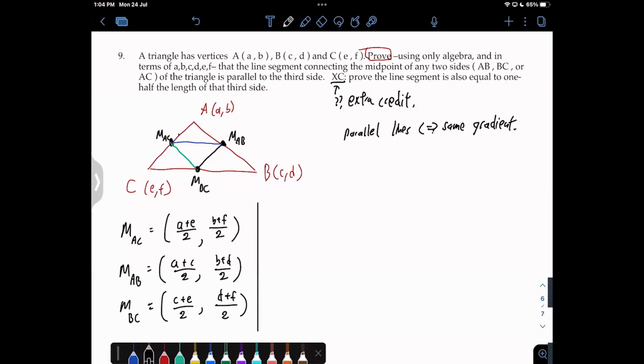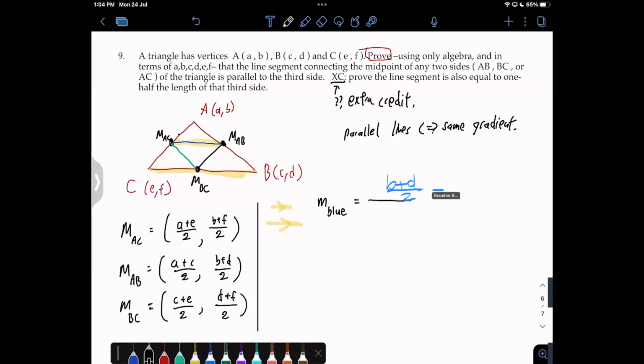Then how do you find the gradient? Let's say the blue line and this BC line. Let's focus on this pair first. To prove they're parallel, we need to find the two gradients and show they are equal. Right? So let's work out the gradient of the blue line. It would be, you take the y.